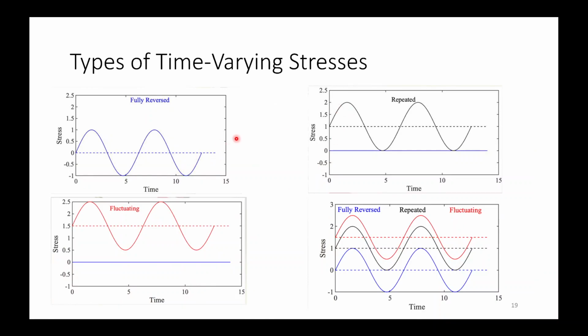Now there are various types of time varying stresses. It can be fully reversed, where it goes up to a particular stress in the tensile direction and in the compressive direction, and the value will be the same in both directions. So this is known as fully reversed. It can be repeated, where it is in the tensile region only. It can be fluctuating, where it's in the tensile region, but it won't come to zero at all. These are different types of time varying stresses.